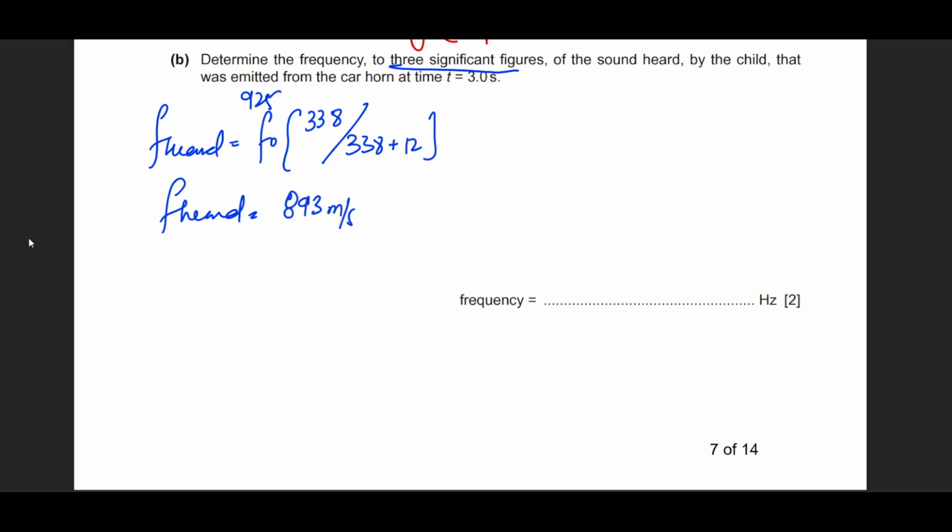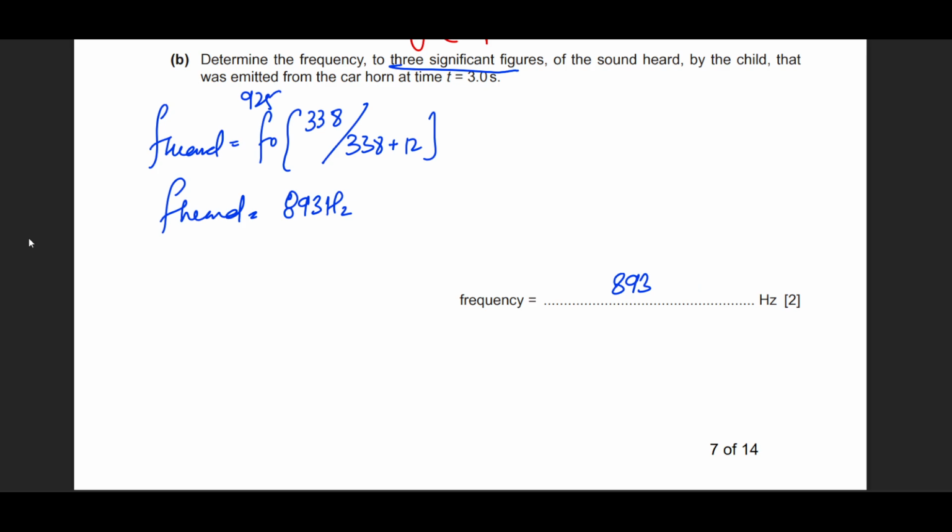893 hertz. So this is 893. Up to 2 significant figures, we will write down 890. But he says 3 significant figures, so we will leave it as 893.